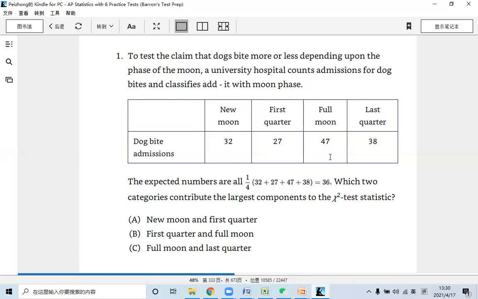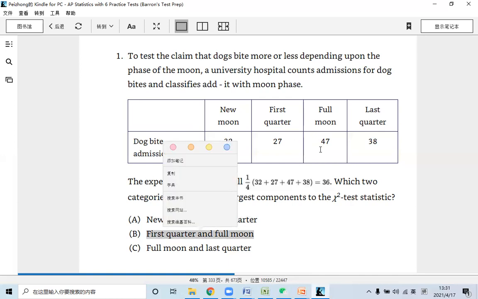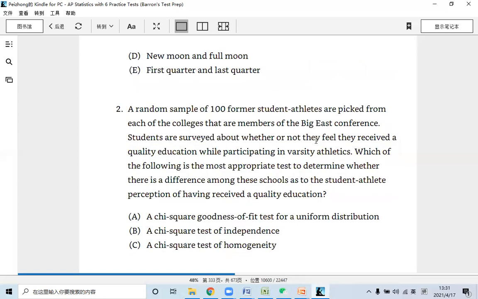They differ from the expected value. They have a really poor fit with the expected value. They don't fit the expected value really well. This would be the most significant contributors of the chi-square value: first quarter and full moon. First quarter and full moon have the biggest contribution to the total chi-square.